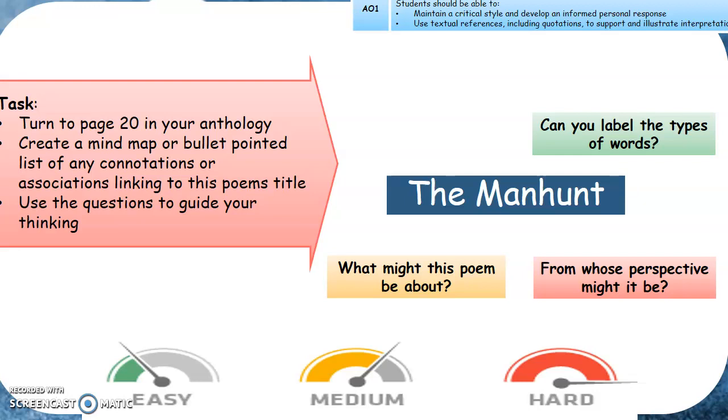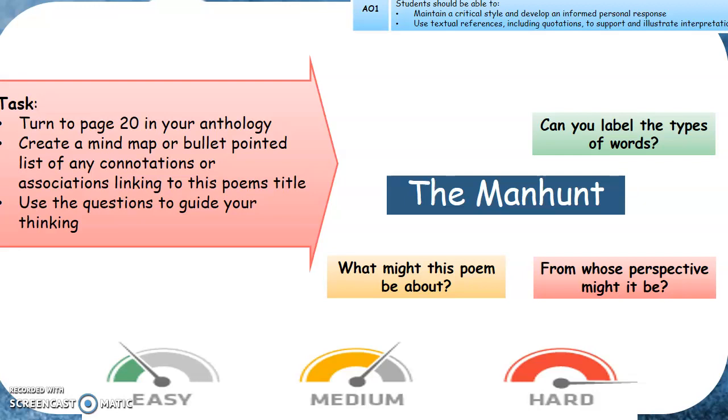We're going to follow the same process looking at each of the poems so that it makes it a little bit easier for you and it might build up your independence at looking at poems in the future. So we'll begin looking at the title, The Manhunt. I'd like you to create a mind map or bullet pointed list of any connotations or associations linked to this poem's title. And I want you to use the questions to guide your thinking.